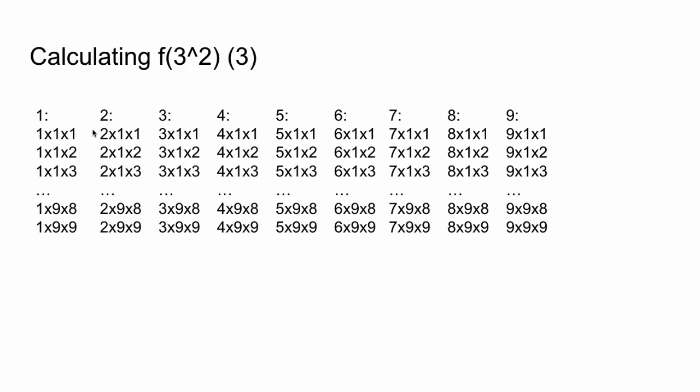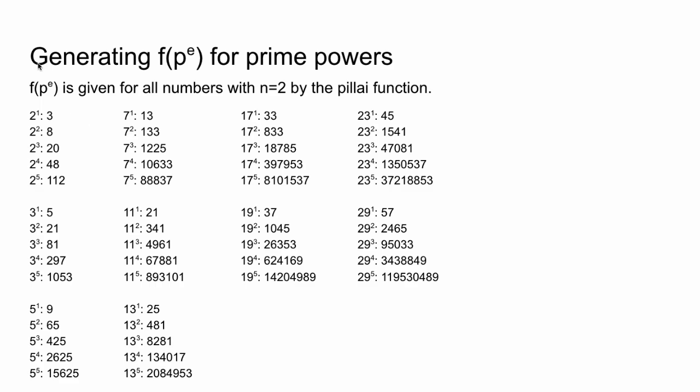The groups that have a common denominator of 1 will have a value of 21 because f of 3 to the 2 in two numbers is 21.